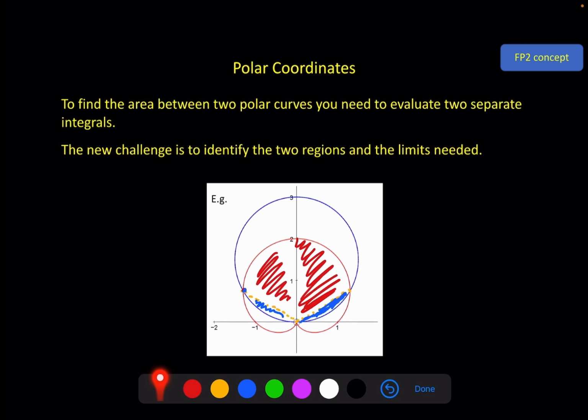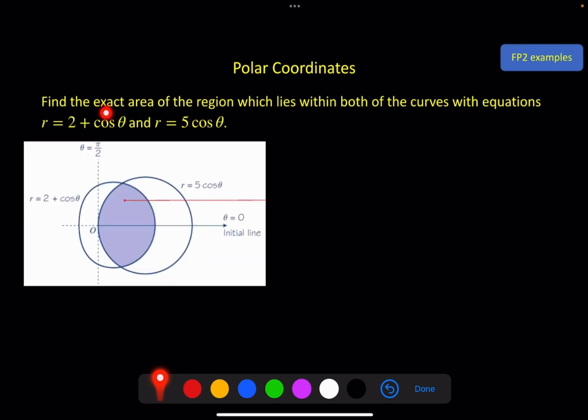So straight into the examples. Find the exact area of the region which lies within both of the curves with equations this and this. This is another way of saying where they overlap, here in grey. Very similar to what we just had, but go in the other direction.